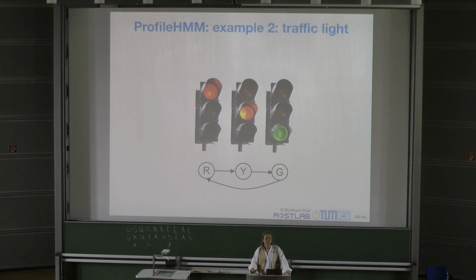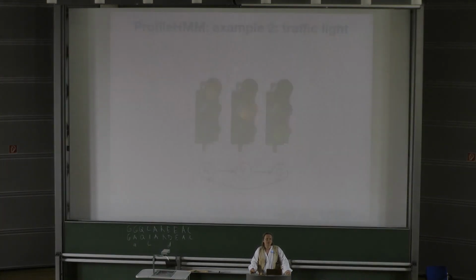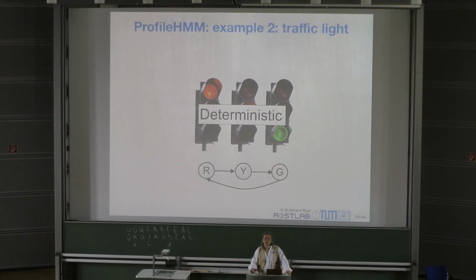Is that an example for a hidden Markov, probabilistic hidden Markov model? No, it's not. And it's not because it's completely deterministic. You absolutely know what will happen in the next state. Again, at least once you have observed this traffic light a couple of times, you can clearly sort out the numbers, completely deterministic, absolutely not probabilistic.